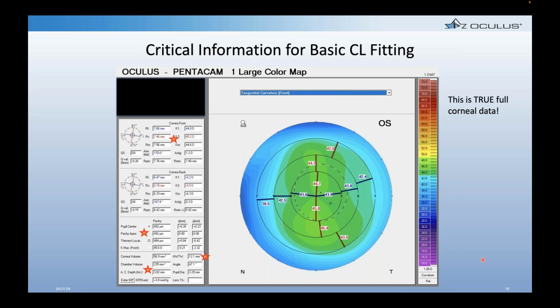Again, this is true corneal data. This is not extrapolated, interpolated. Everything you see on this map is true measured data, and that is getting out, again, to a full corneal coverage. So this information is very helpful for just picking out lenses for any patient that you're fitting in contact lenses, be it specialty or not.